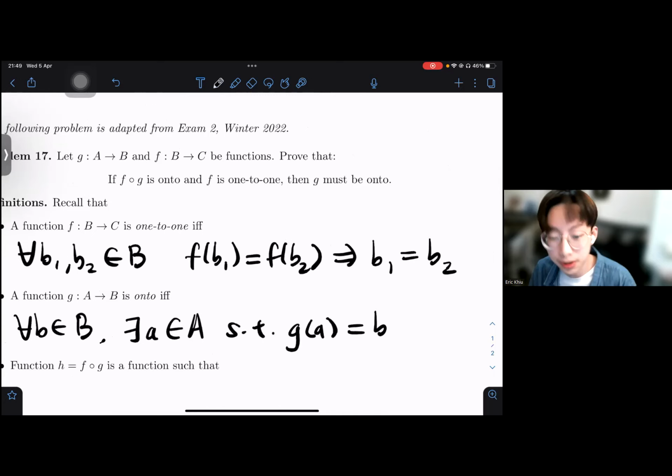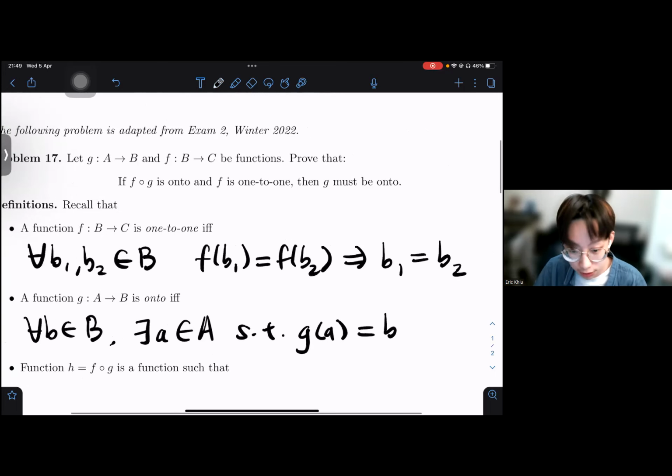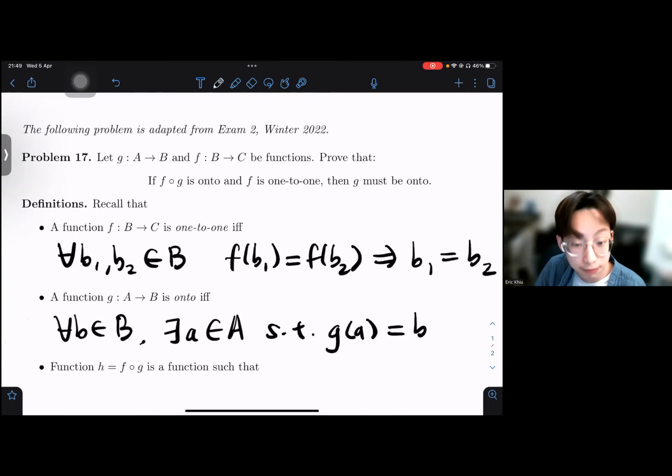Okay, so don't worry about memorizing this. I think it's more important for us to understand what it means, because if you understand what it means, you can easily write this mathematical statement out during the exam. But you do need these two to prove something related to onto and 1 to 1.